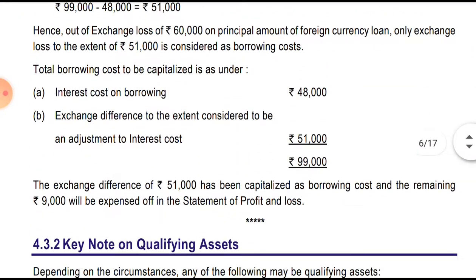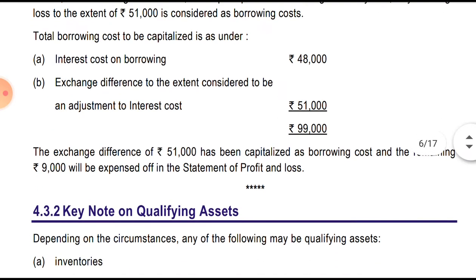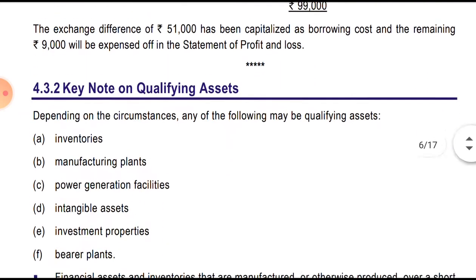So 99,000 is the interest cost, and the last part is the exchange difference: 51,000 has been capitalized as borrowing cost, and the remaining 9,000 will be expensed off in the statement of profit and loss account.